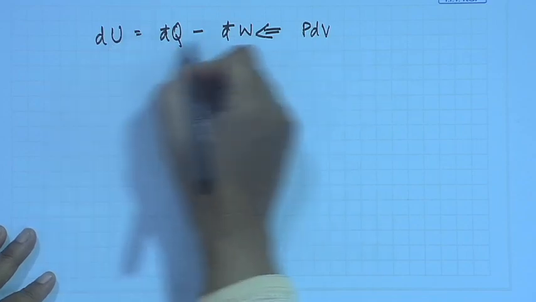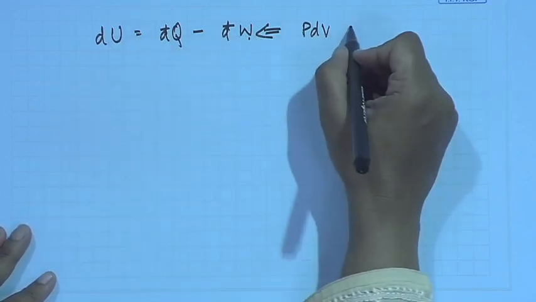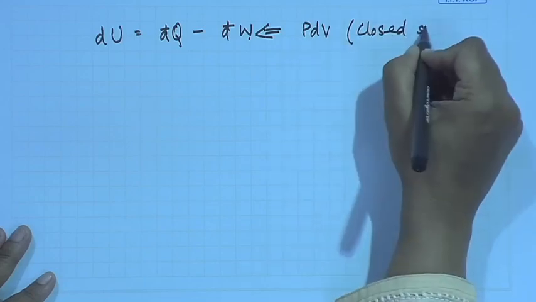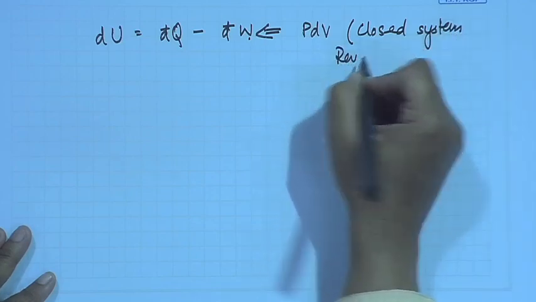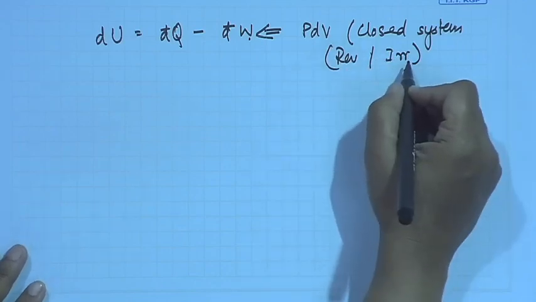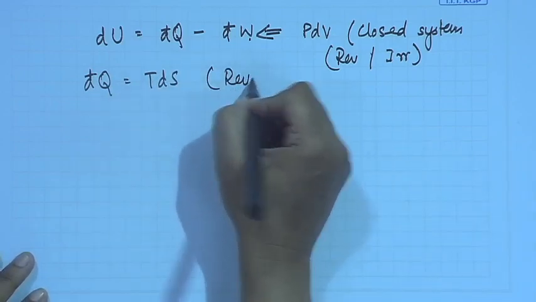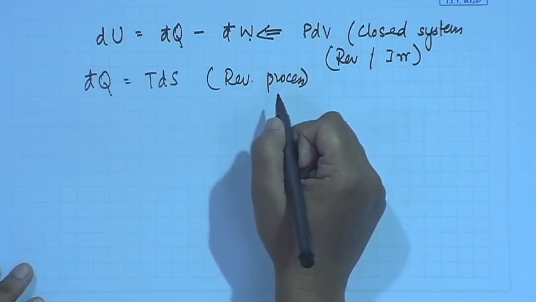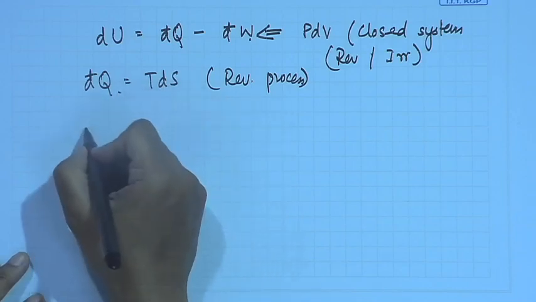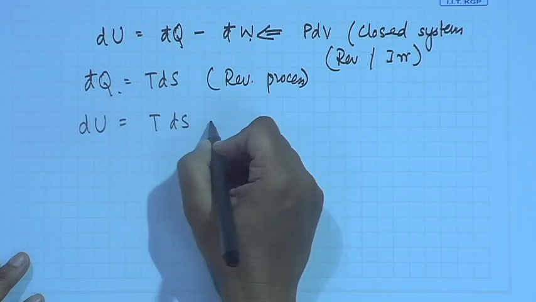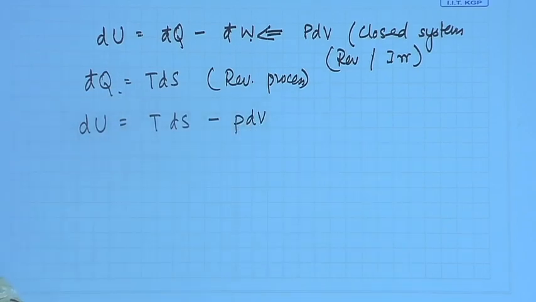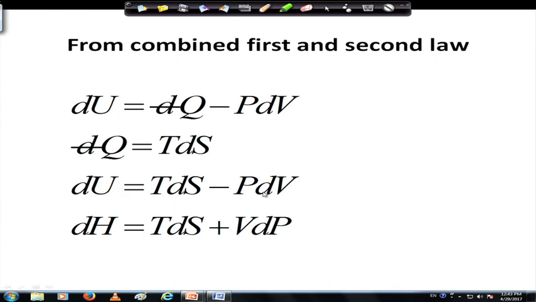We find that from the first law, this is applicable for closed systems. For closed systems, we had derived this equation for both reversible as well as irreversible processes, isn't it? Next, from the second law, we had derived dQ equal to TdS. This was for a reversible process only, right. And then if we replace this, we get dU equals TdS minus PdV, the equation which I have shown here. Now, let us see for which condition this equation is applicable. This was applicable for a reversible process and a closed system. This was applicable for a closed system and for any particular process.